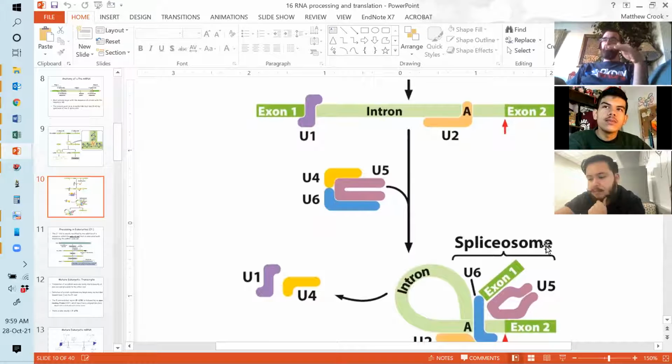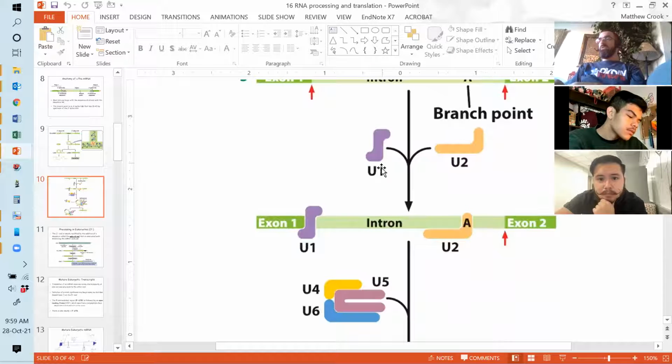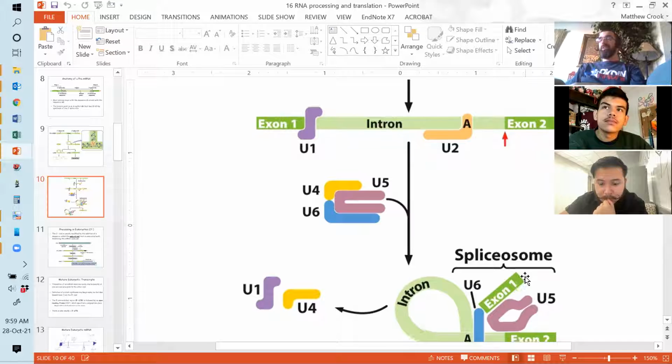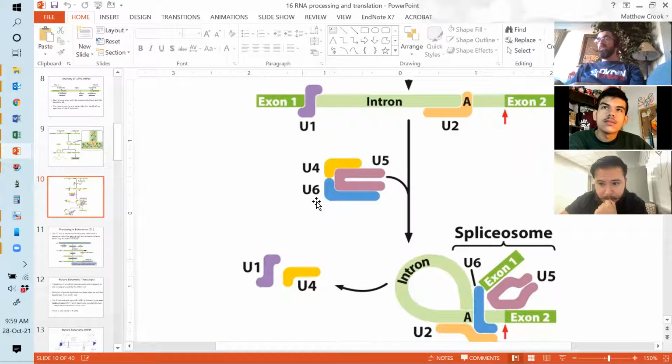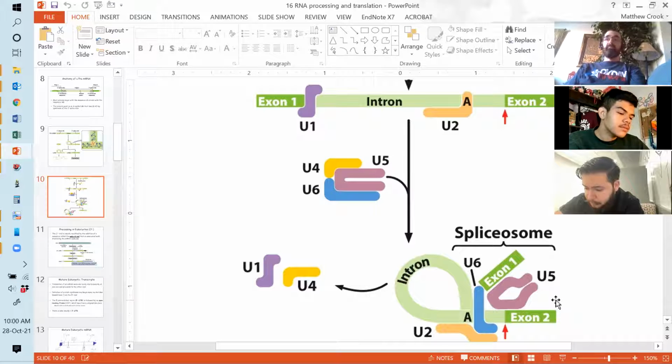So it's basically a sequential series of events. U1 and U2 binding, 5' end and the branch point. The rest of the ribonuclear proteins coming in. U1 has done its job because it's cut the 5' end, doesn't have anything else to do. And then the 3' end is cut and religation of the exons back together. So it all happens in that kind of choreographed order. Did that make sense? Yes, thank you. Cool.